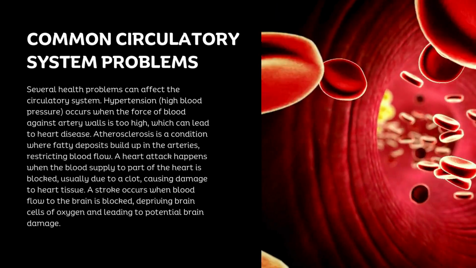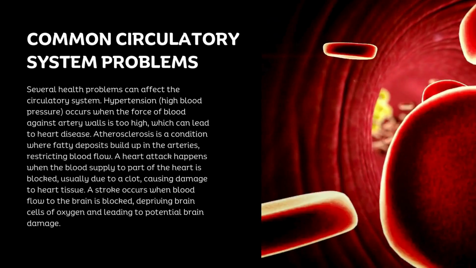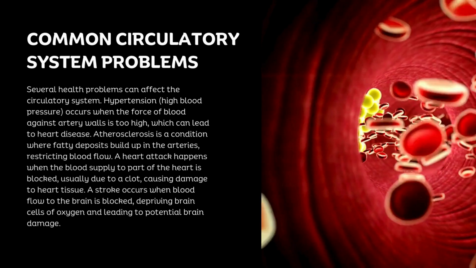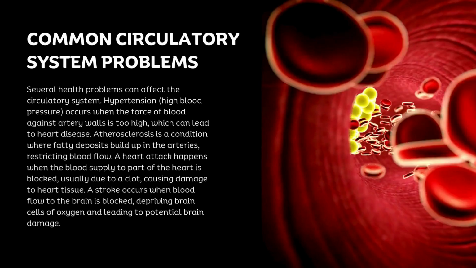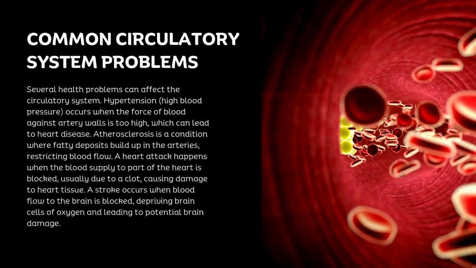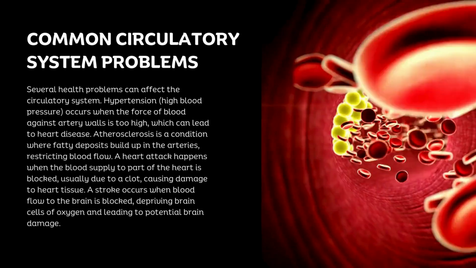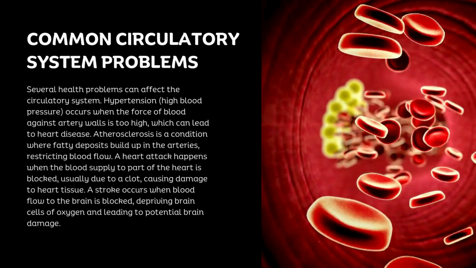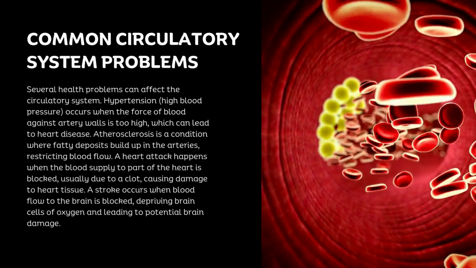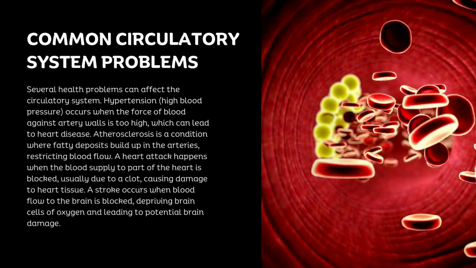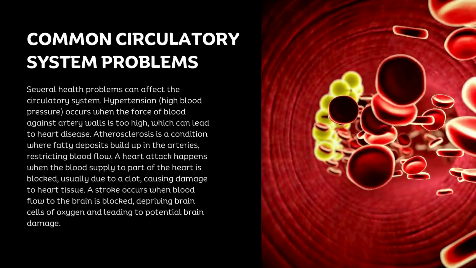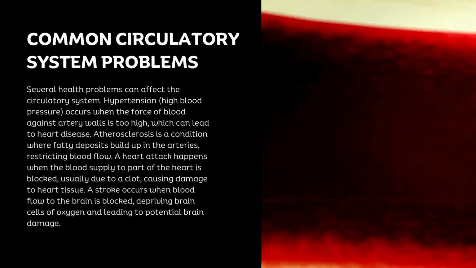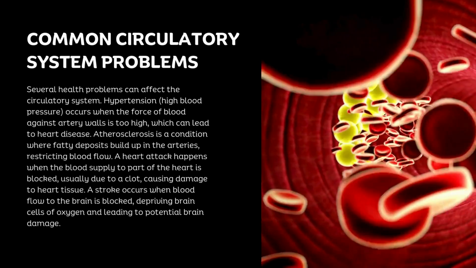Common circulatory system problems. Several health problems can affect the circulatory system. Hypertension occurs when the force of blood against artery walls is too high, which can lead to heart disease. Atherosclerosis is a condition where fat deposits build up in the arteries, restricting blood flow. A heart attack happens when the blood supply to part of the heart is blocked, usually due to a clot, causing damage to heart tissue. A stroke occurs when blood flow to the brain is blocked, depriving brain cells of oxygen and leading to potential brain damage.